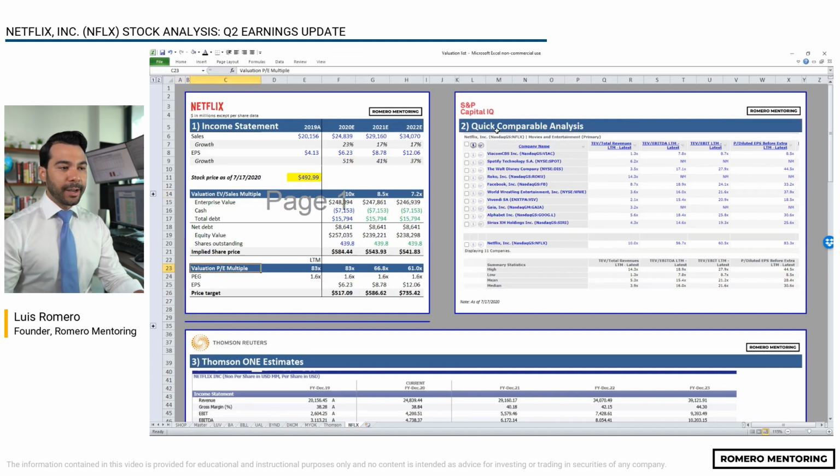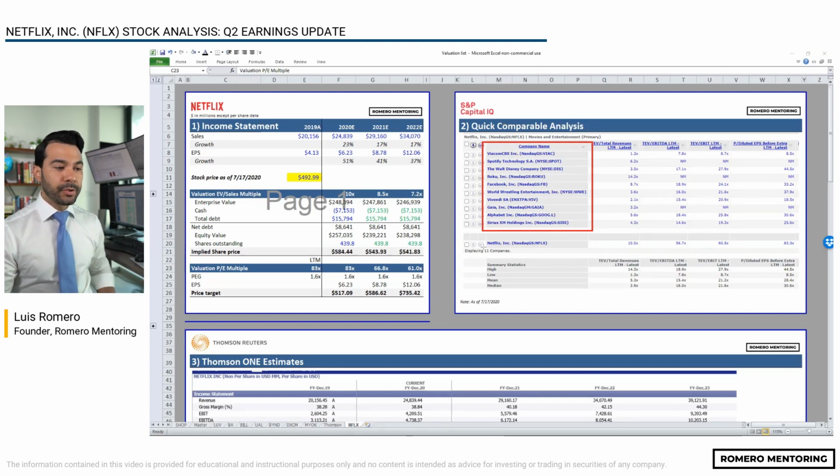On the left-hand side, quick comparable company analysis, you could see all the different companies that Capital IQ, which is provided by Standard & Poor's, thinks is a competitor to Netflix. All right, and then here you could see the sales multiple, enterprise value over sales. Netflix is trading at 10 times, and this is as of this Friday. The industry mean and median is between 5.3 and 3.9.